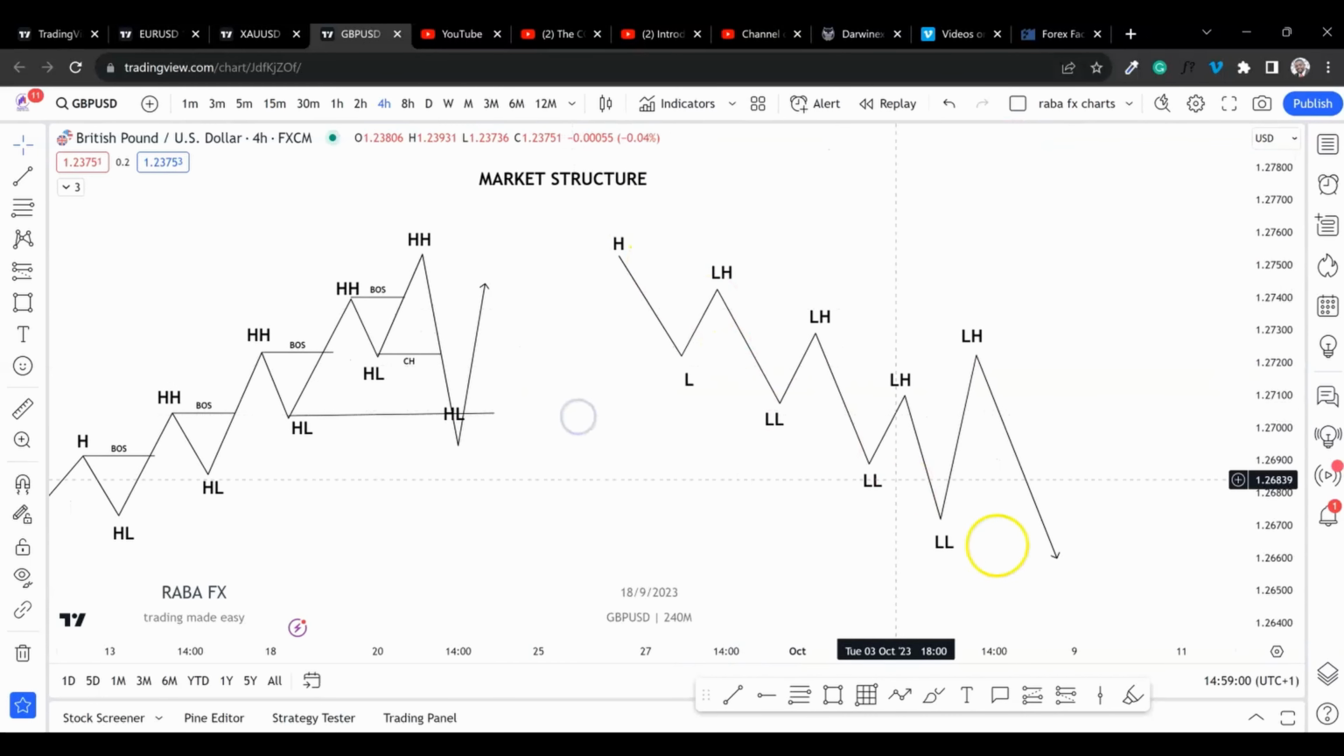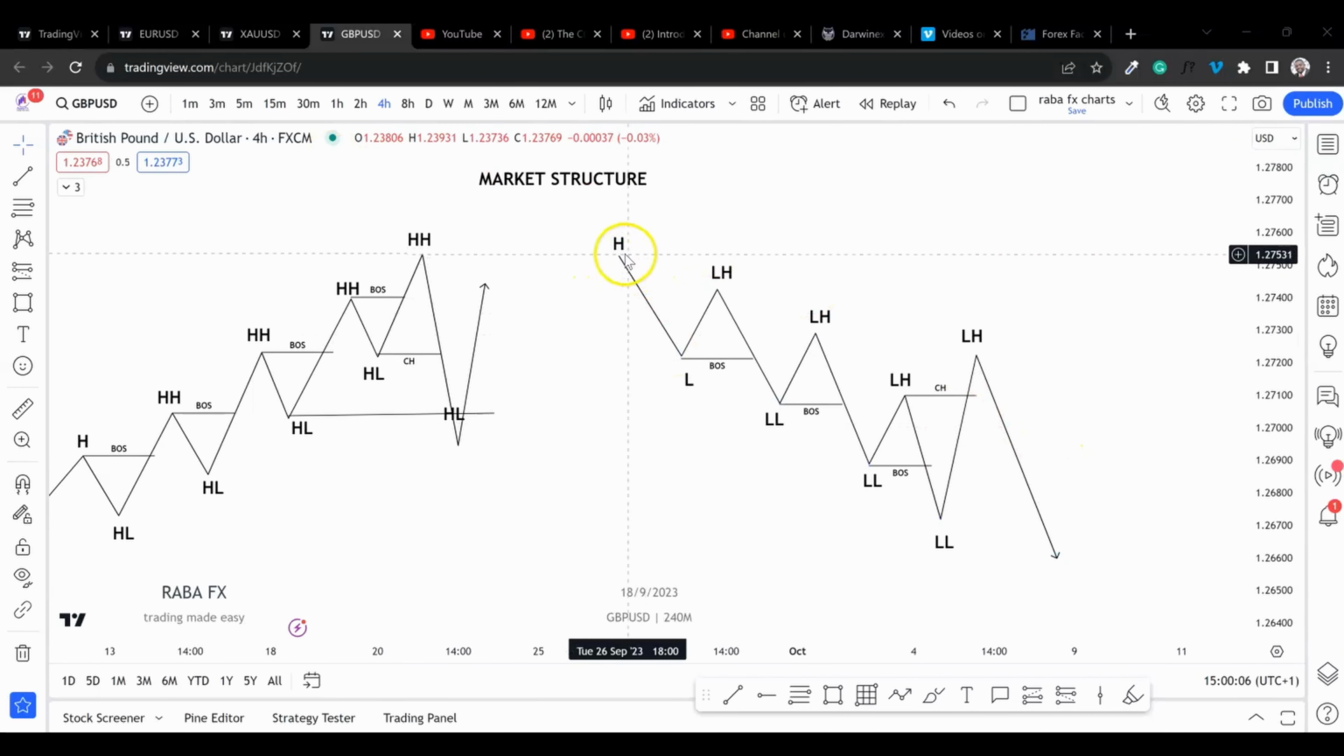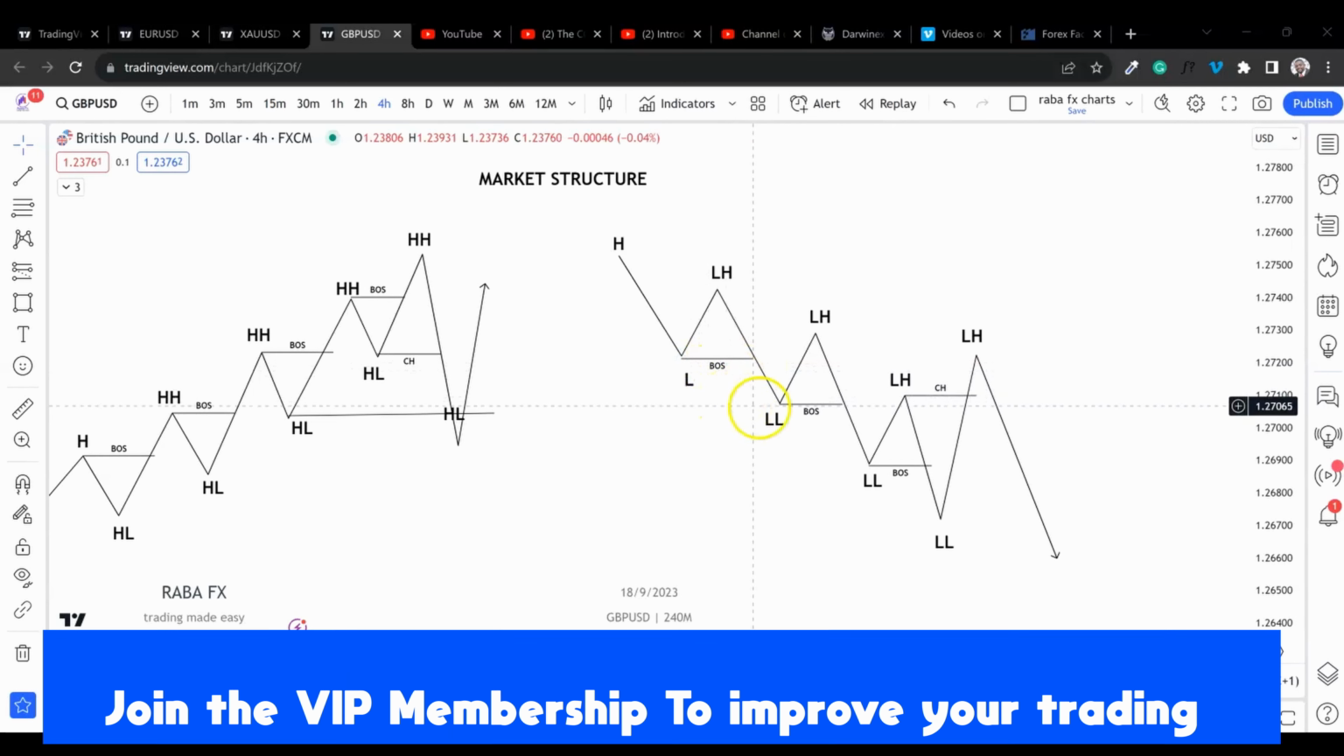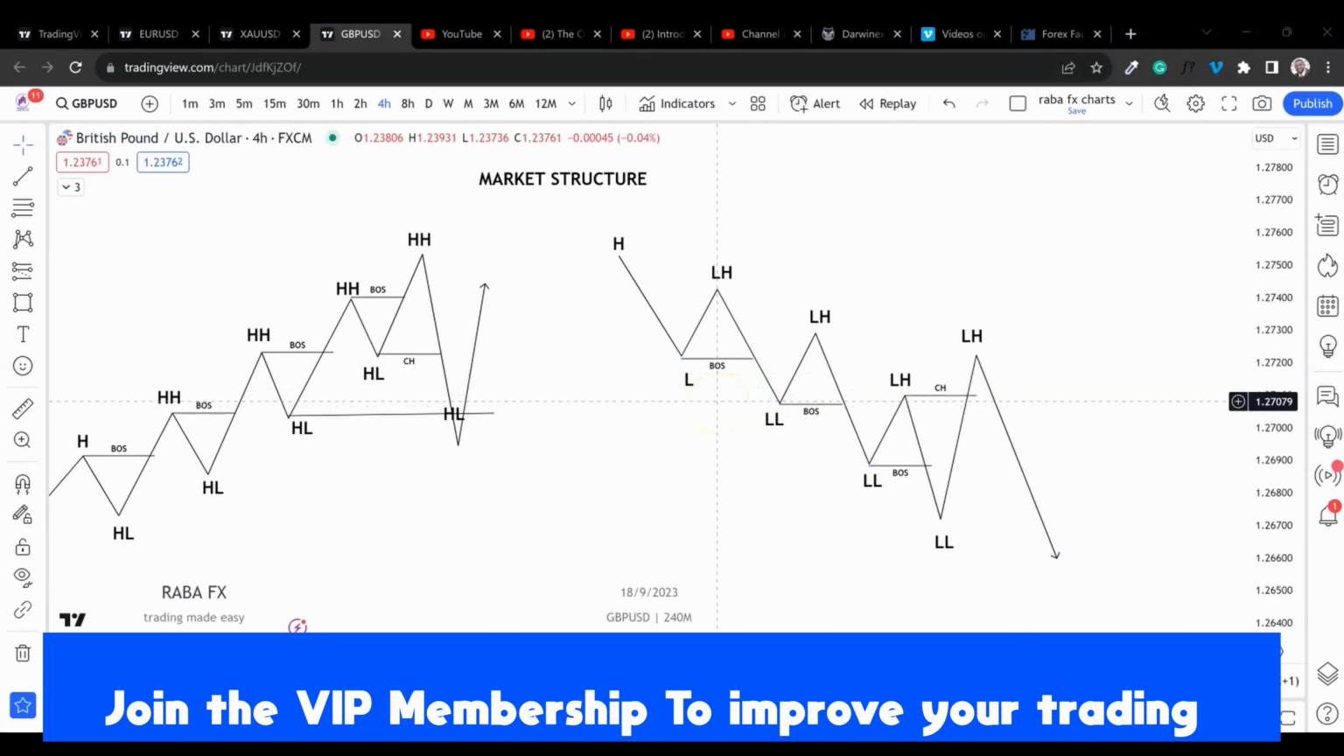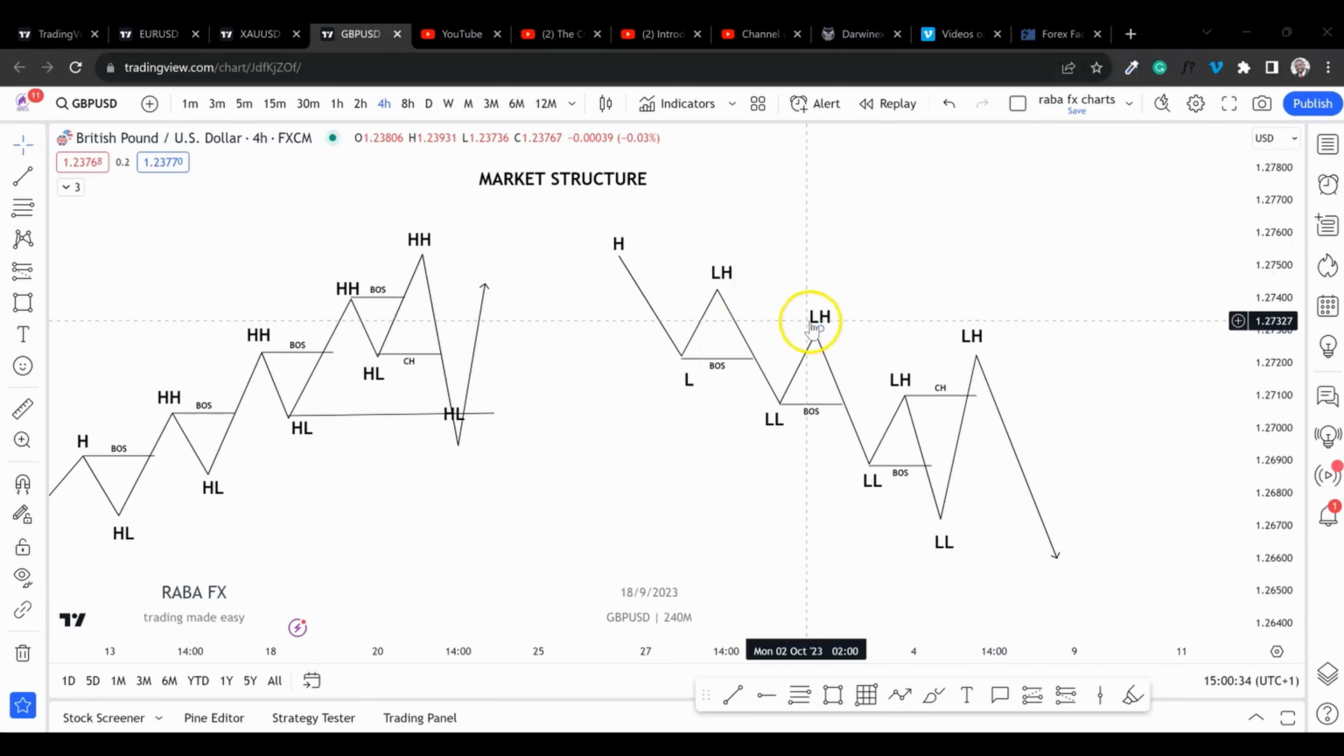Now let's look at the bearish side here. For a bearish structure, we have a high, a low, a lower high, a lower low. A lower low in the sense that it took out this low, creating a break of structure. Some people call it market structure break. Whatever you call it, it doesn't matter. What matters is your understanding of the market. Now, it created a pullback. That pullback led to a high which is lower than this. That's why it's called a lower high.